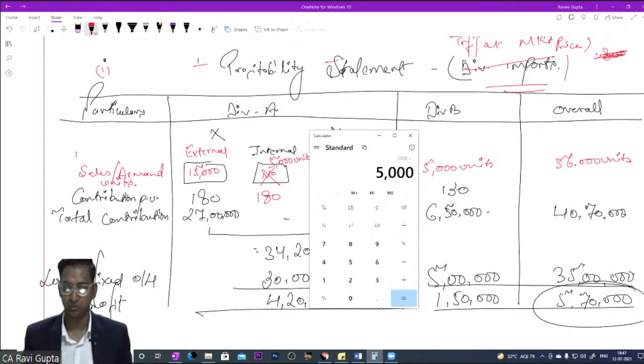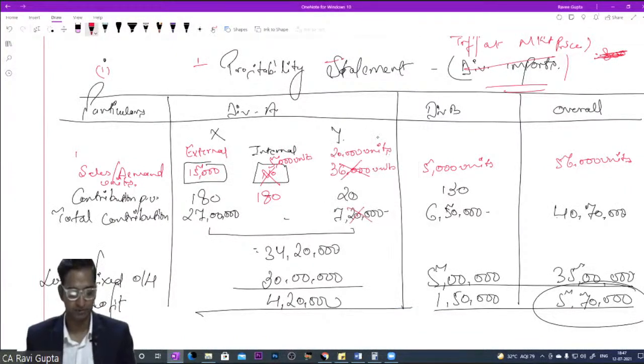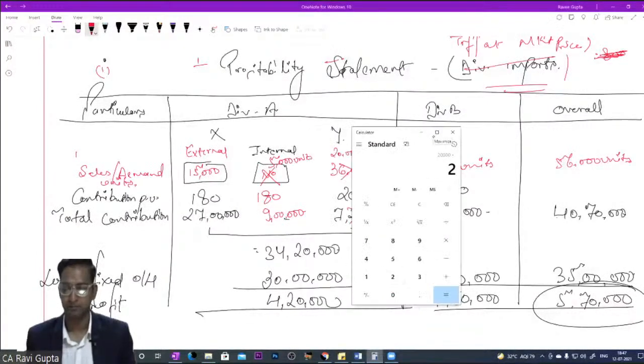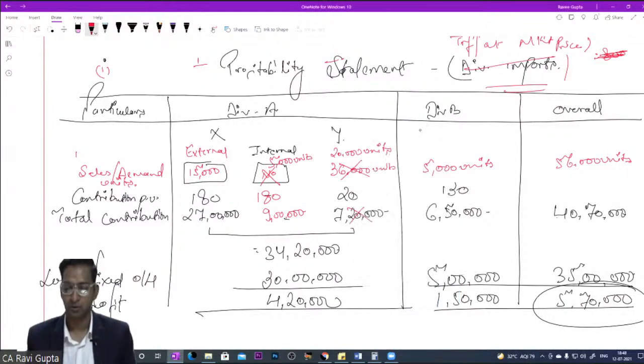5,000 into 180. This comes 9 lakh rupees. Okay. And this will be changed. This will change 20,000 into 20 rupees. That is 4 lakh rupees.